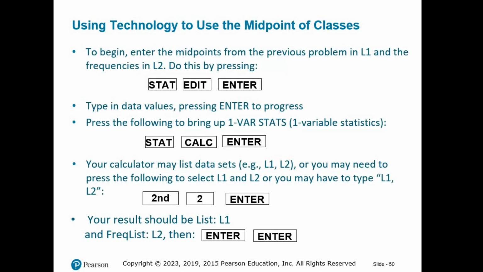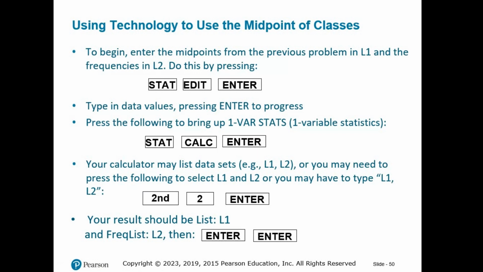You want to enter all the midpoints into the L1 list and the frequencies into L2. As a reminder, you get to those lists by pressing Stat, then making sure Edit is selected and click Enter. Then press Enter between the entries as you put them into your calculator. You'll need to arrow over to L2 once you've finished entering L1. Then, to get to the one variable statistics menu, you press Stat, arrow over to Calc, then press Enter.